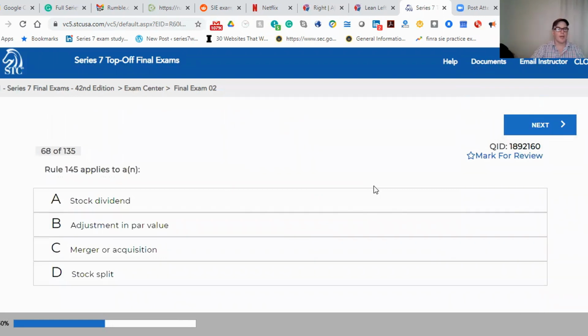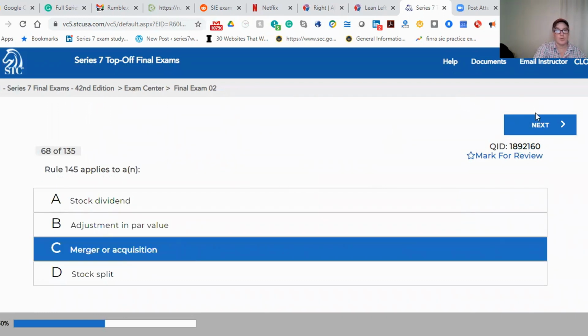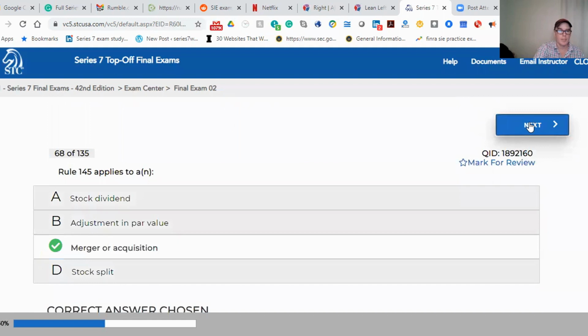Rule 145 applies to, okay, this is one thing, they'll never do this maybe once or twice, but not enough to fail you. 145 is mergers and acquisitions. Boom, that's what it is. Okay, watch, I'm wrong. Okay.